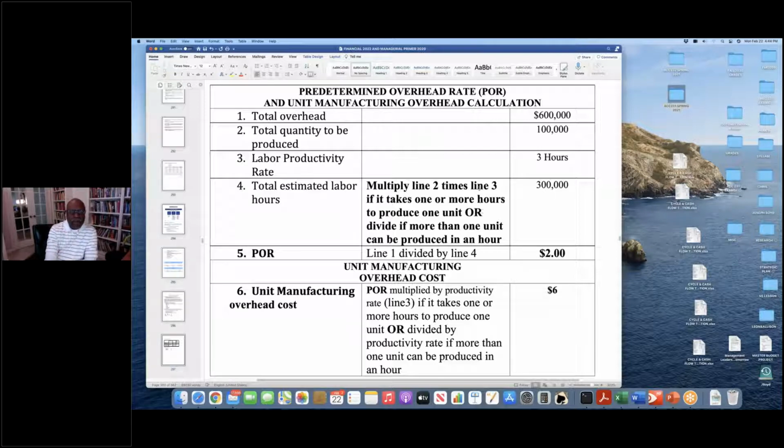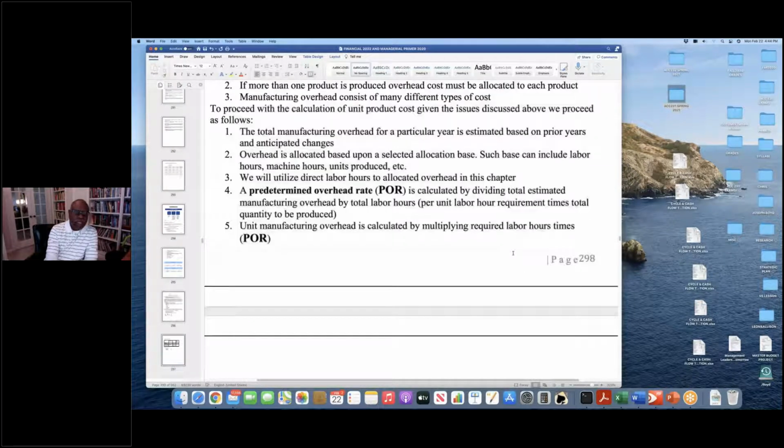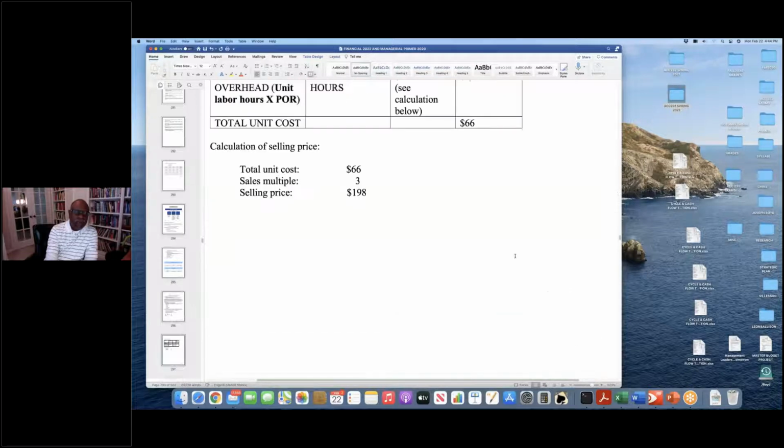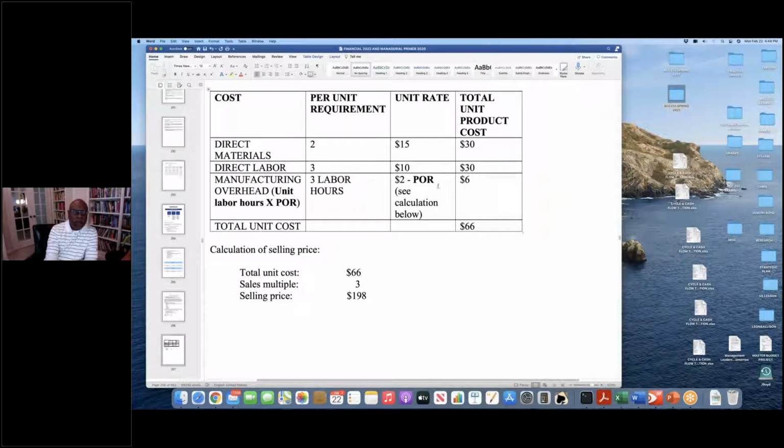To get our POR, line 1 divided by line 4. 600,000 divided by 300,000 gives you 2. So we're going to bring that predetermined overhead rate back in here. Bring down the labor hours. 3 times 2 equals 6.